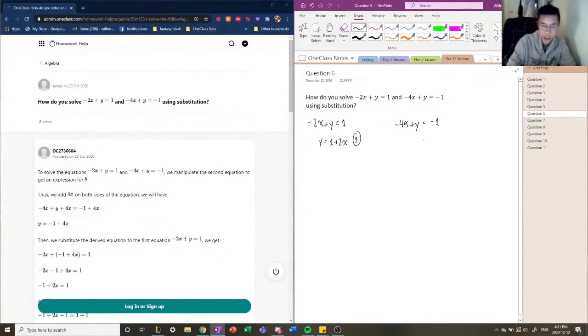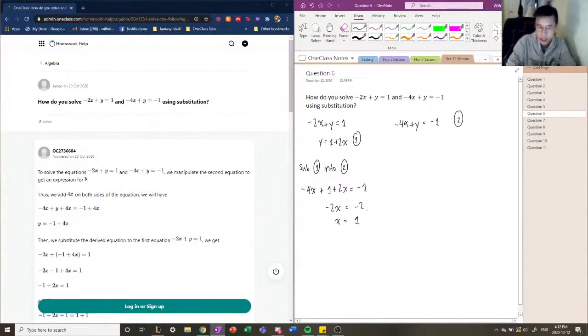Okay, so now I'm going to say sub 1 into 2. So I'm going to take this new equation and sub it into this. So any y will be subbed by 1 plus 2x. So what do I get? Negative 4x plus 1 plus 2x equals negative 1. Okay, and if I simplify this all together, we get negative 2x equals negative 2, and then we get x equals 1. So now we have found our value of x, which will make these two equations be true.